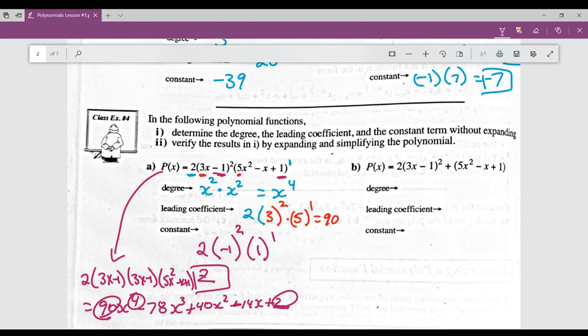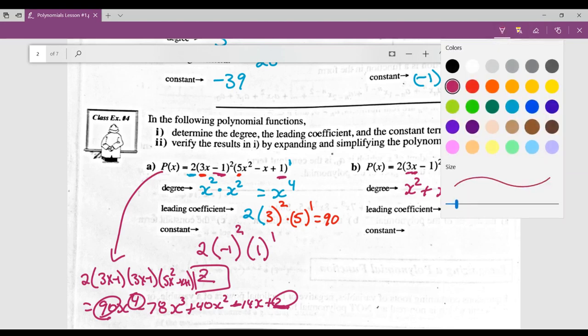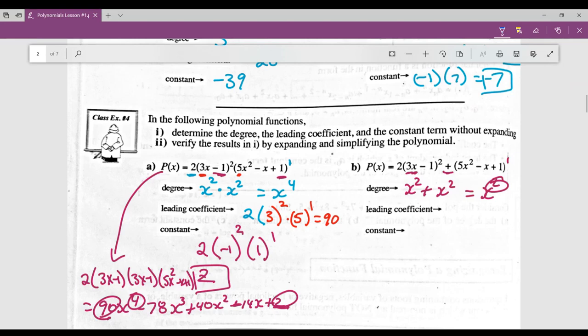Okay, this one, again, degree. So we care about this x here, raised to the power of 2, plus this x squared, raised to the power of 1. If you add those together, all we really care about is we're looking at the exponents. The exponents don't change. So the degree is going to be something x squared, which is going to be 2. 2 is your degree. All right, so now we're going to do the leading coefficient.